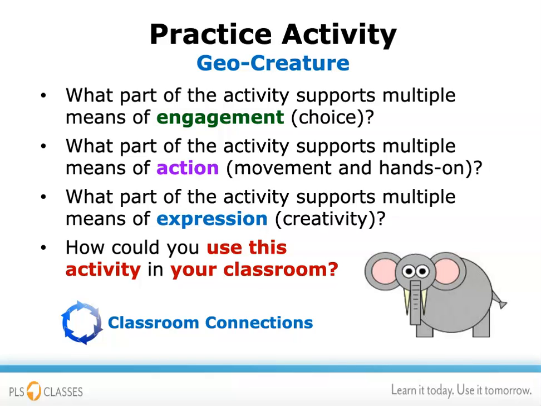Please locate page 128, Classroom Connections, to debrief and record relevant ideas for GeoCreature. How did this activity provide multiple means of engagement, action, or expression? Engagement. Were you allowed to choose any shapes and color them any way you chose? Action. If you used the paper in your course folder, could GeoCreature be hands-on? Expression. Could you design and color the GeoCreature, naming and describing it, and creating the display?